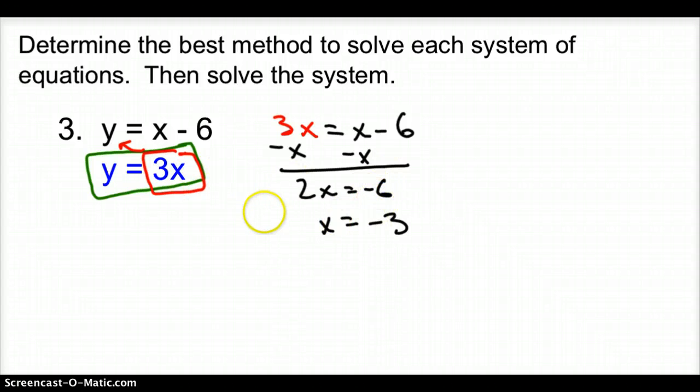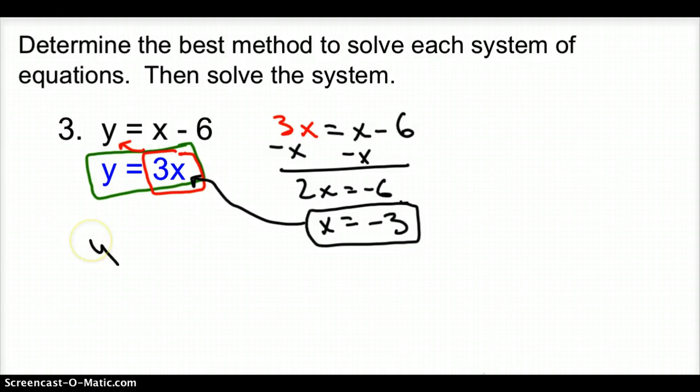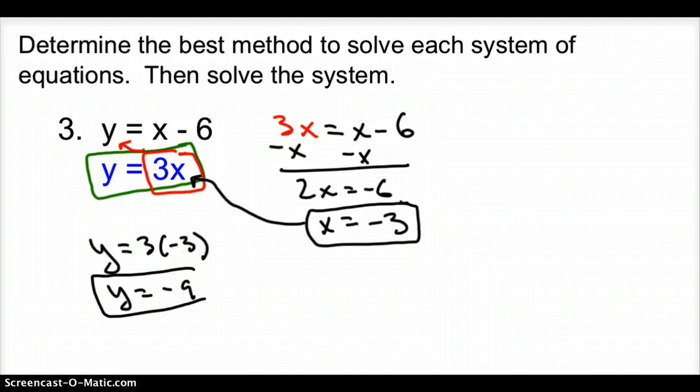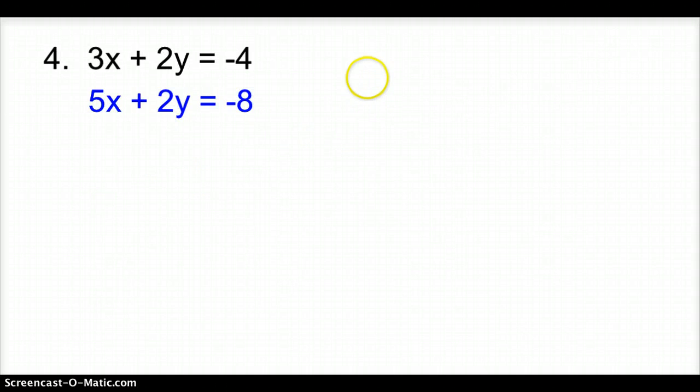Go ahead and plug that in. I'm going to just pick what I believe is the easier one. I'm just going to plug that negative 3 right in there. So y equals 3 times negative 3. Y equals a negative 9. And there is our coordinate point for this system. Let's try a couple more.